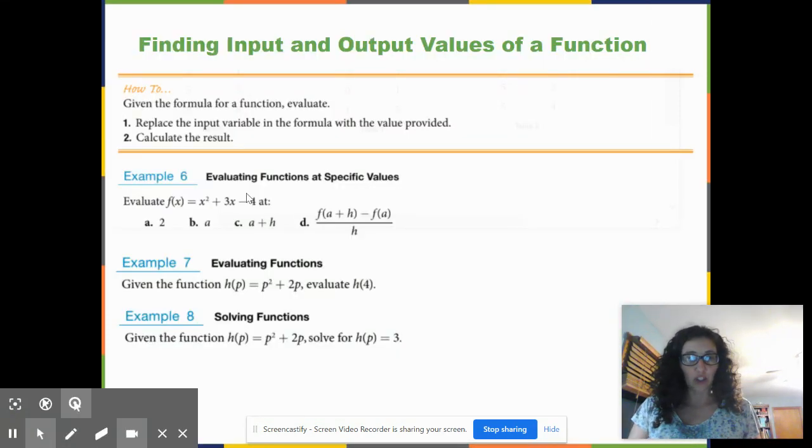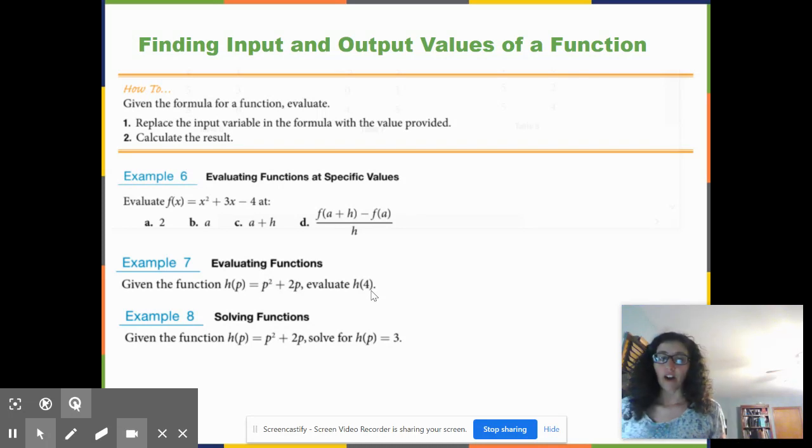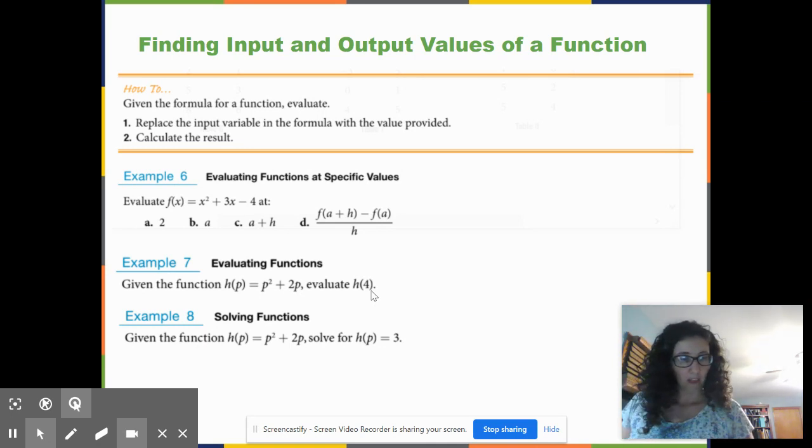Let's go back to this for just a minute. Let's do another example. Given the function h of p equals p squared plus 2p, evaluate h of 4. All right, pause the video for just a minute, find the answer, and come back. And we'll work through it together.